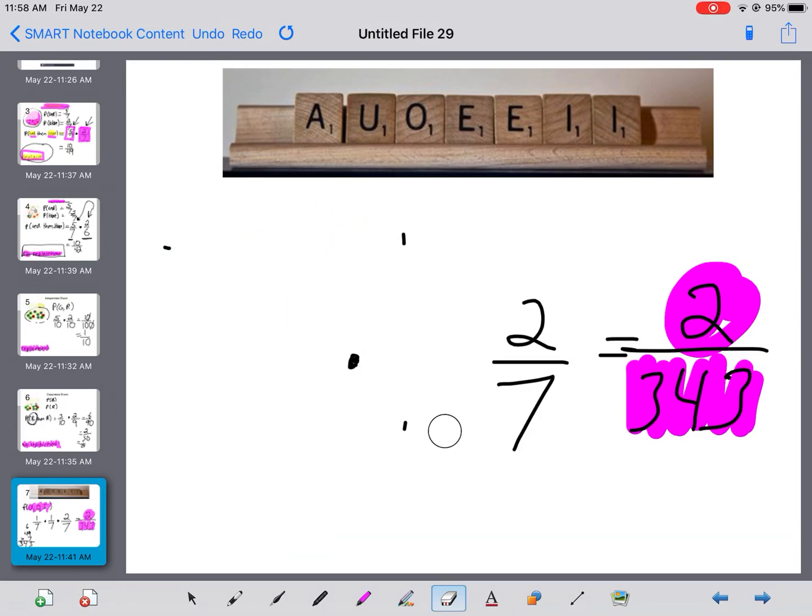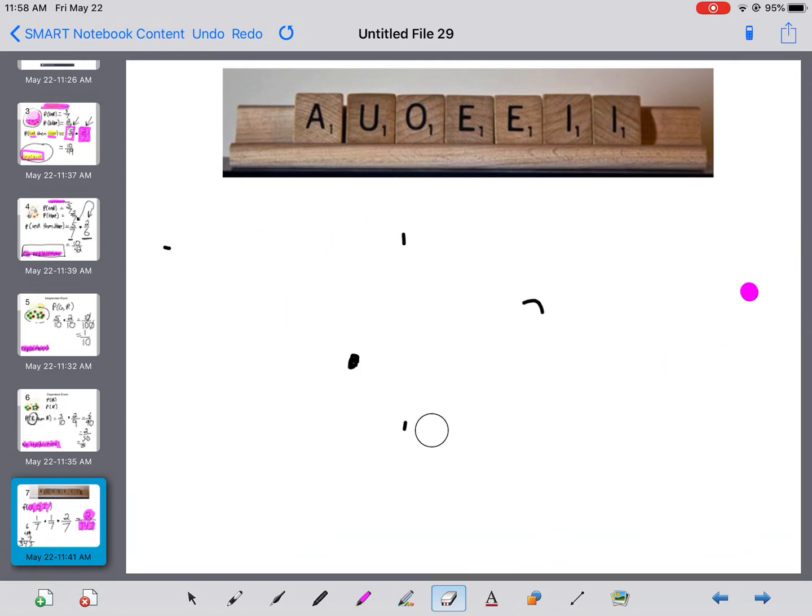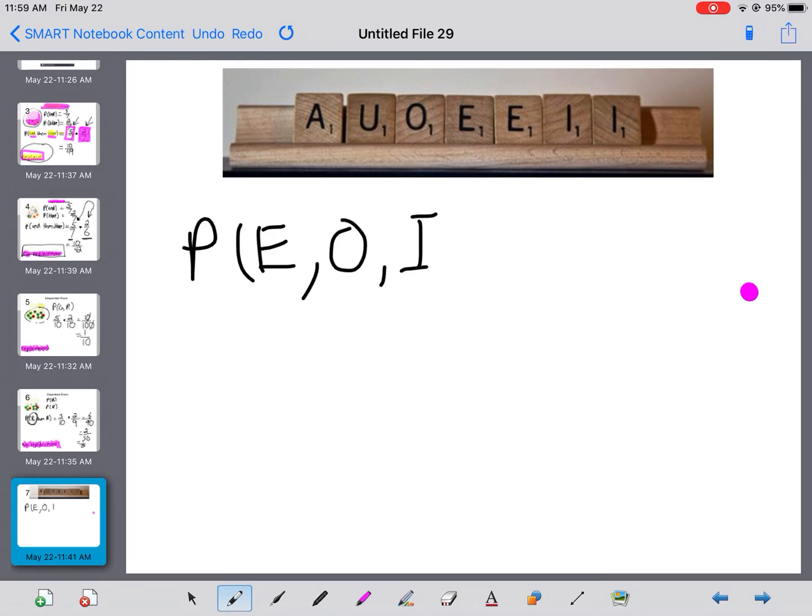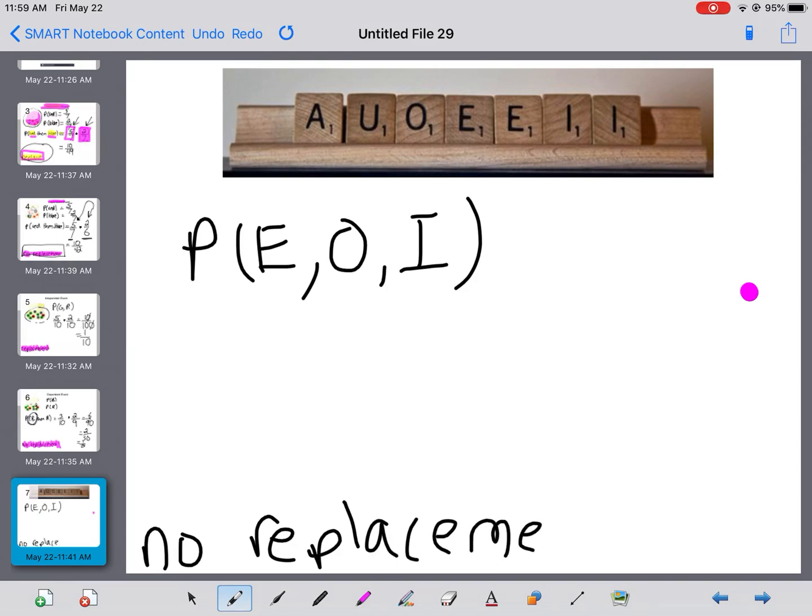All right, let's do it again, but let's pretend it's dependent. So let's do the probability of E and then O and then I, just for fun. But remember, we're going to pretend right now there is no replacement. And your textbook will outline that for you very clearly if you replace it or not. So, probability of E, then O, then I. So E is 2 out of 7. But now remember, I'm not replacing it.